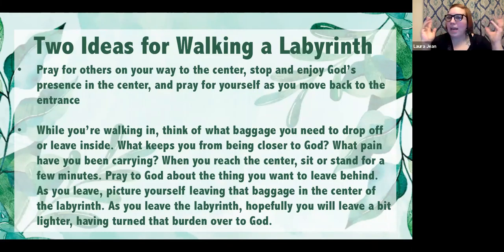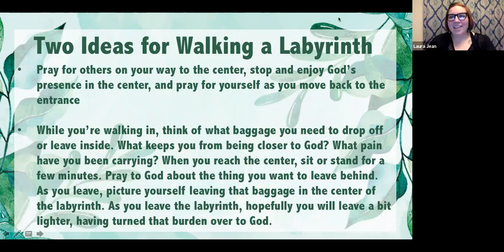You can pray about that thing that you want to leave behind and ask God to remove that burden, take that away from you, whatever it is, and imagine yourself just setting it down and leaving it there. And then as you leave, you're again picturing that you have left that baggage at the center of the labyrinth, and hopefully then you'll leave the labyrinth feeling lighter and feeling like, okay, I've turned that thing over. I don't have to carry it anymore, and it may sound cheesy.